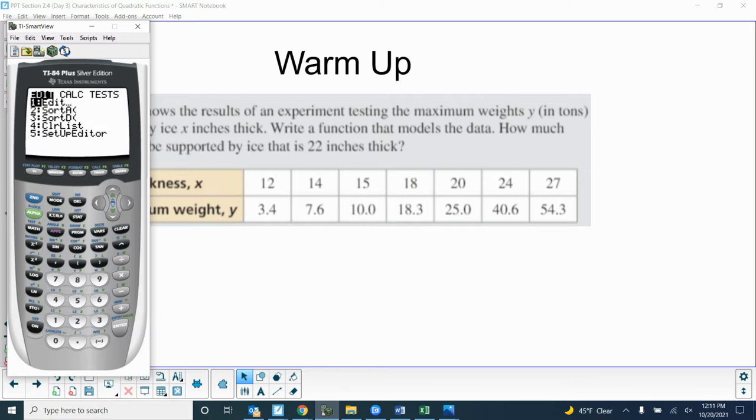Stat. And then Calc. and then 5. Thank you. The quad regression we're doing now. Okay. So all I have to do is hit enter. Some of you have to move your cursor down to calculate first. And we get this.